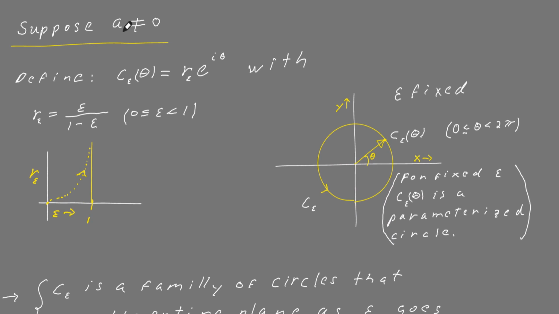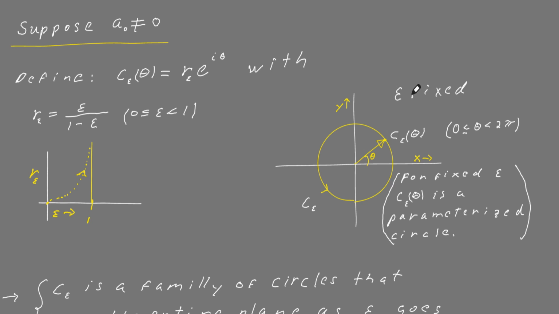Now suppose that a sub 0 is not equal to 0. In order to deal with that case, I'm going to start with some definitions. I'm going to let c sub epsilon of theta be equal to r sub epsilon times e to the i theta, with r defined as this, and epsilon ranging from 0 up to 1. So that if epsilon is equal to 0, r is going to be equal to 0. And as epsilon tends towards 1, r will tend towards infinity.